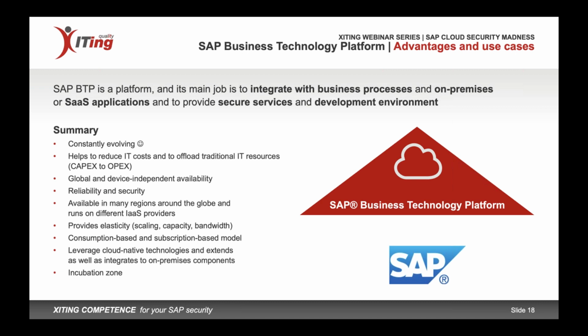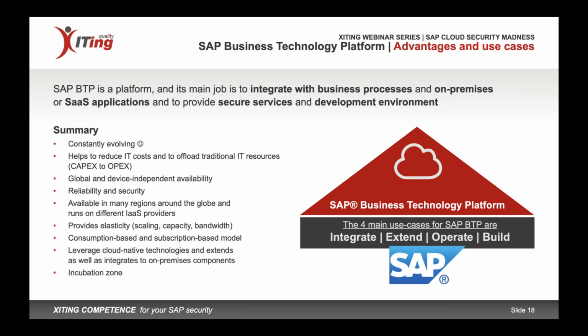So the operation of the cloud platform requires security measures, as I've said, from the platform provider, that is always SAP, as well as the customer, that is the user of the platform. And in summary, if you think of the business technology platform, there are four main use cases. The first is indeed integrate. That means no matter whether the process is running on-prem or in the cloud, you can connect both together. So there are no networking restrictions, and there are plenty of tools and technologies like APIs and microservices that allow an easy cloud consumption and integration.